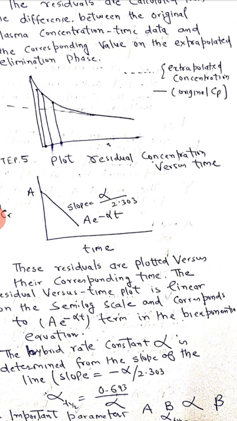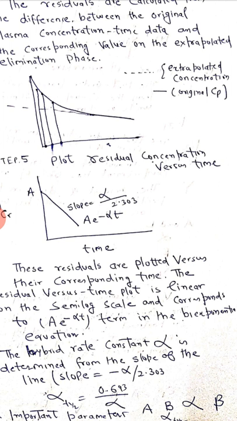So when you plot a graph between the residual concentrations on the y-axis and the time data points on the x-axis, using the semi-log plot, you get a straight line. And the slope of the straight line gives you the value of alpha. Here the slope is equal to alpha divided by 2.303.